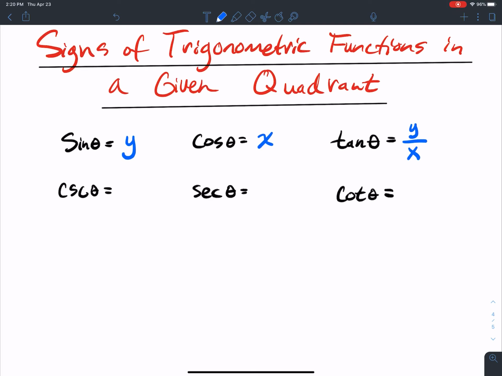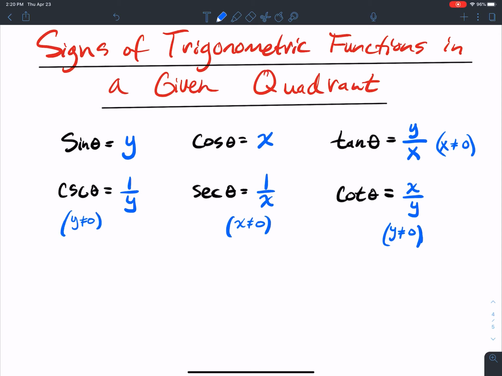Okay, cosecant is the reciprocal of sine, so that's 1 over y. Secant is the reciprocal of cosine, so that's 1 over x. And then cotangent is a reciprocal of tangent, so that's x over y. Okay? So those are how those are defined, as long as y is not equal to 0 here, x is not equal to 0 here, and then y is not equal to 0 here, and x is not equal to 0 there. Okay?